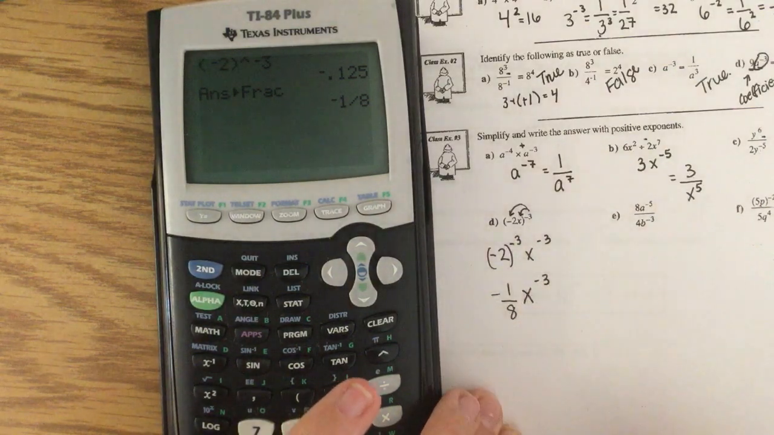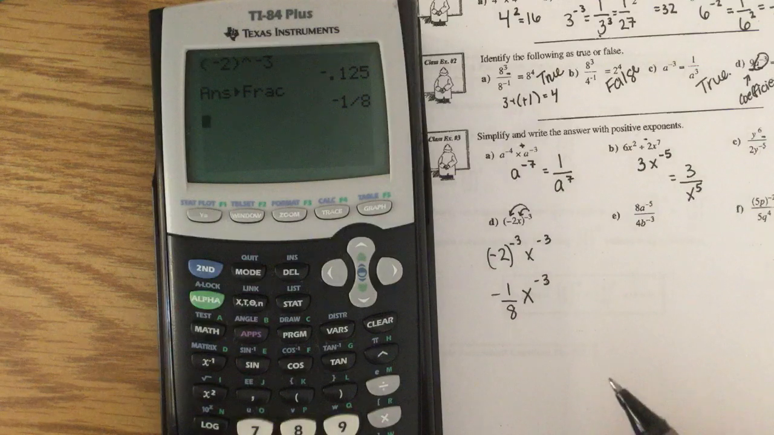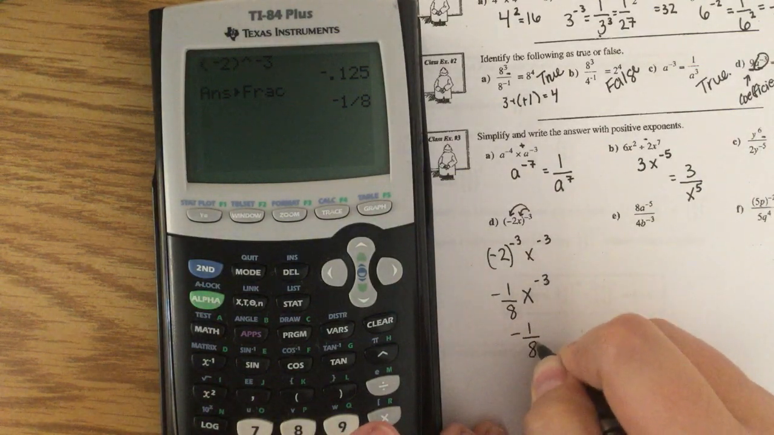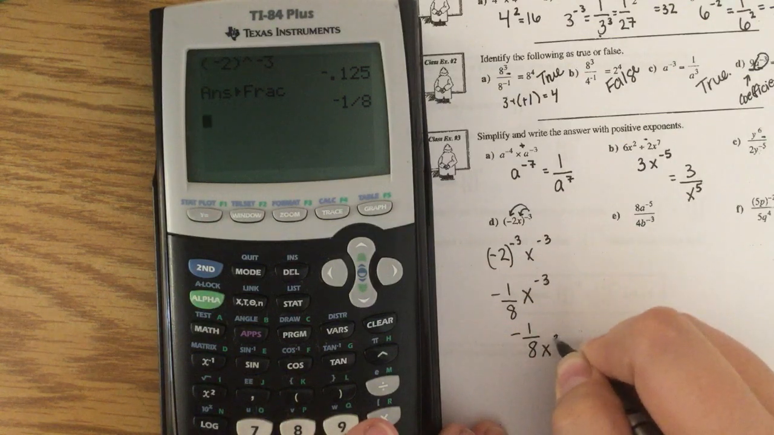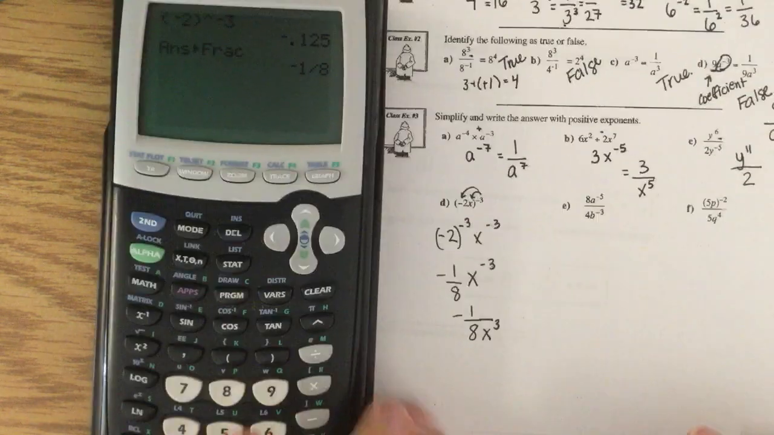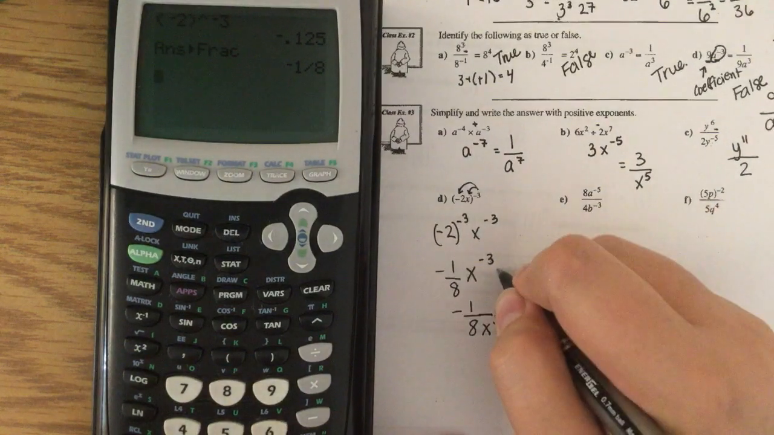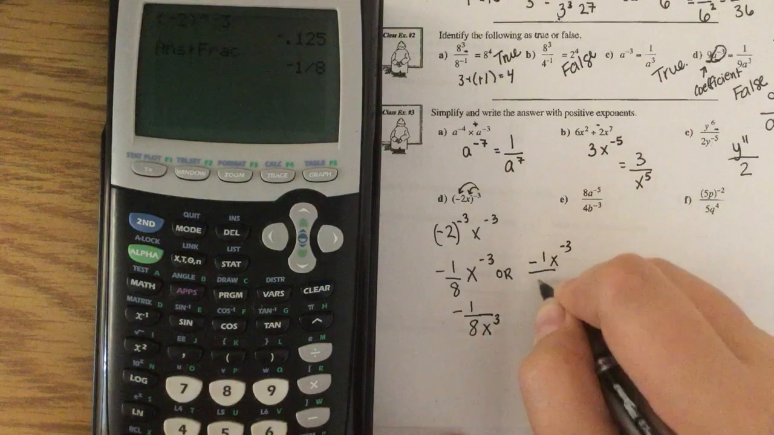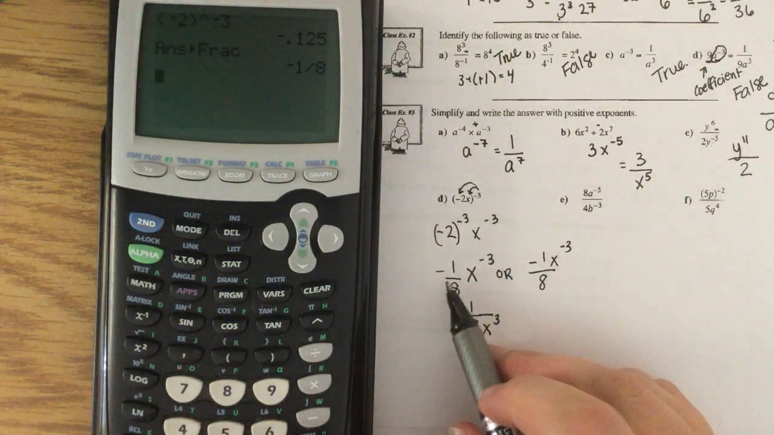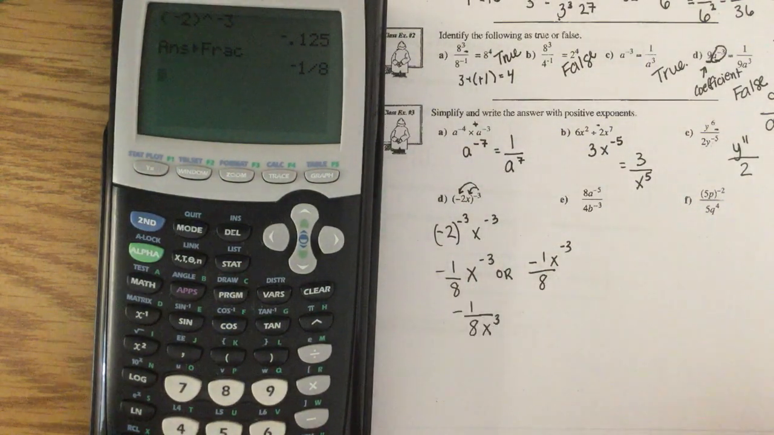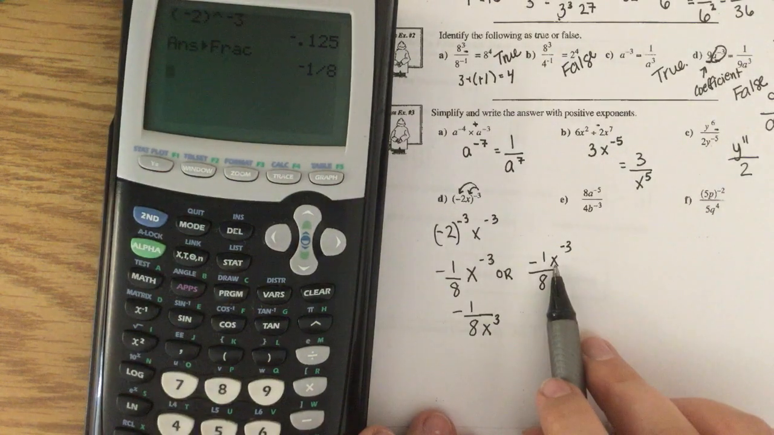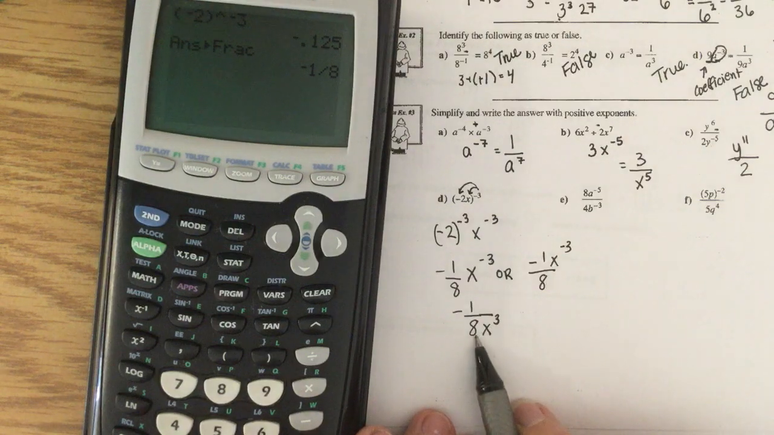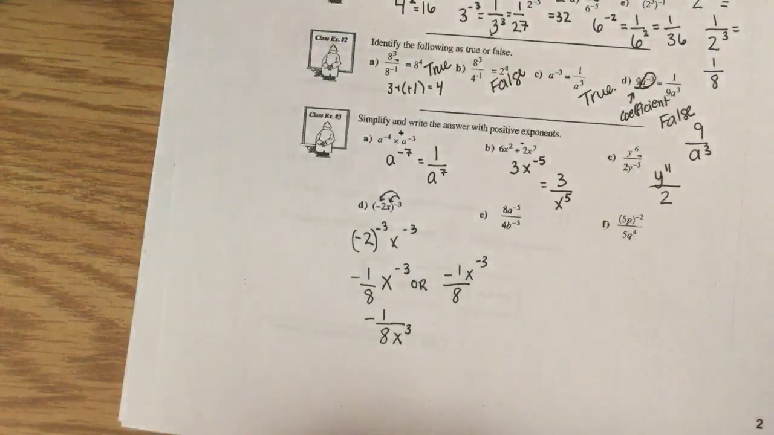X to the negative 3. X has a negative exponent, which means I can move it down to the denominator and make it positive. It's going to look kind of funny when you leave it out like this, but remember that it could be represented as negative 1 x to the negative 3 over 8. The negative 1/8 coefficient can be written as a fraction, all with x in the numerator. So when I move it down, it's no surprise I should leave the 8 there.